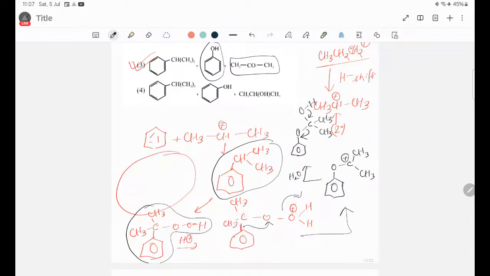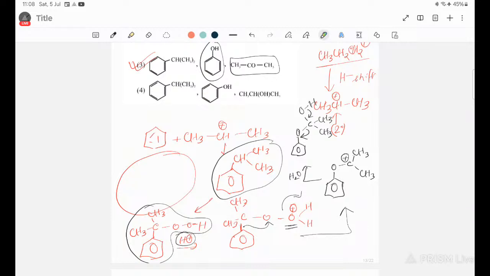Now upon hydrolysis or upon protonation, what will happen? That's what I have tried to show in this mechanistic part. In presence of H plus, this oxygen will be protonated. If this oxygen is protonated, it is converted into a good leaving group. Now how will it act as a leaving group? The phenyl carbon bond will shift to the oxygen bond and the H2 will be removed.